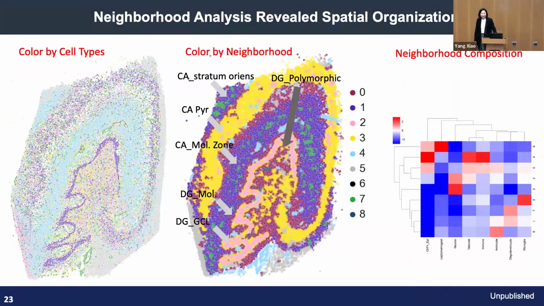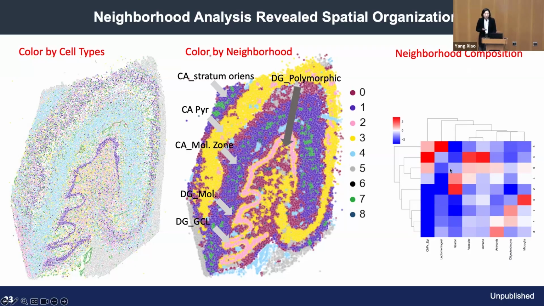If you look at the top left here, these are just individual cells colored by their cell type. But if we want to compare the same conserved region across different samples, we need to know what the unique neighborhoods are. So we ran this neighborhood analysis and identified very conserved neighborhoods. For instance, the pink here represents the granular cell layer in the dentate gyrus, and the yellow, the big band, is the cornu ammonis region, the pyramidal neuron region. And you can visualize the composition of each neighborhood by different cell types.